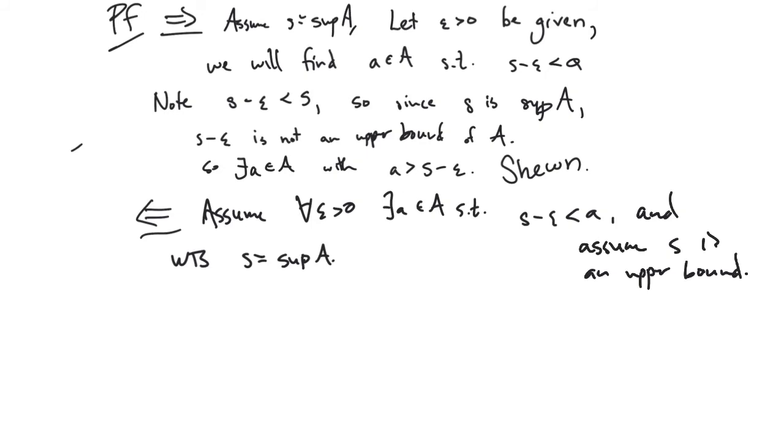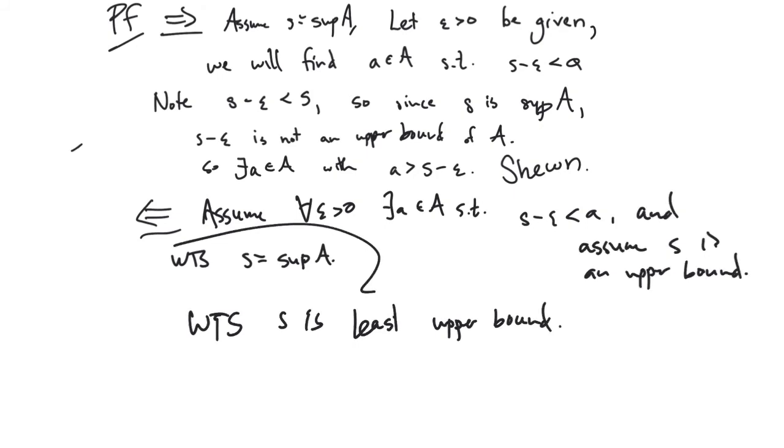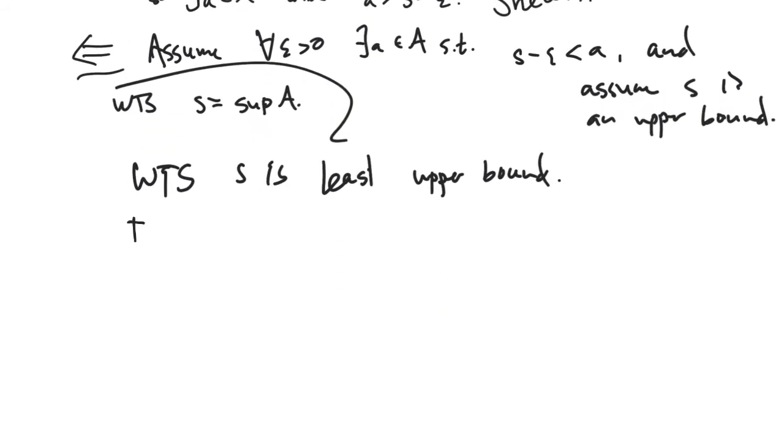All right. And then what we want to show is that S is the sup of A. That is to say, we just need to show that S is the least upper bound. This one is easiest, I think, to do by contradiction. So let's assume, for the sake of a contradiction, that S is not the least upper bound. That is to say, there exists an upper bound B, which is strictly less than S.